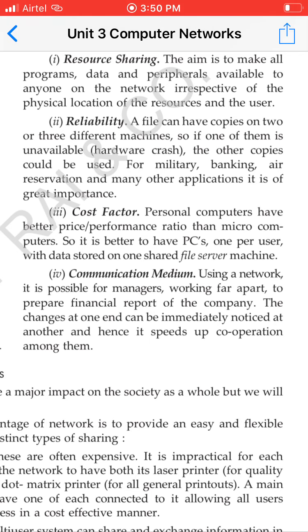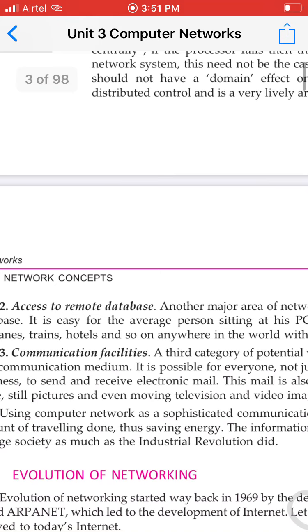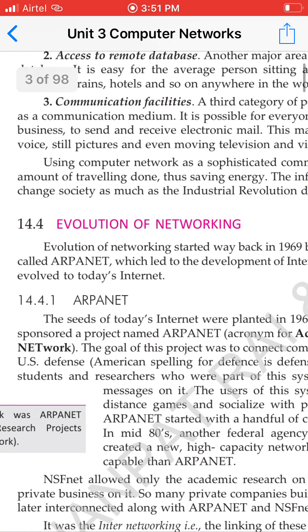Communication medium is the main motive. Network establishment was made only for communication. The first thing was communication. We are able to communicate with one another through network, whether we are at the same place or we are physically apart from each other. Now these are the same thing, applications or something. Next is evolution of networking.